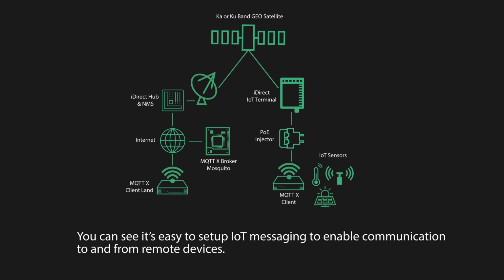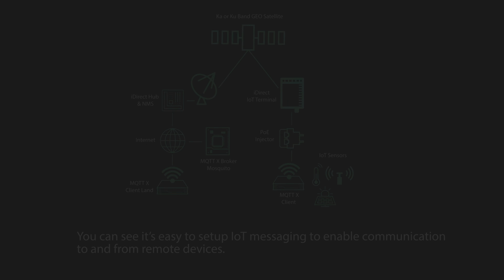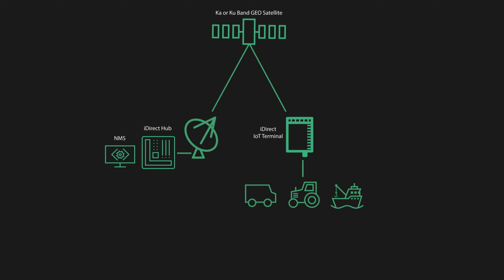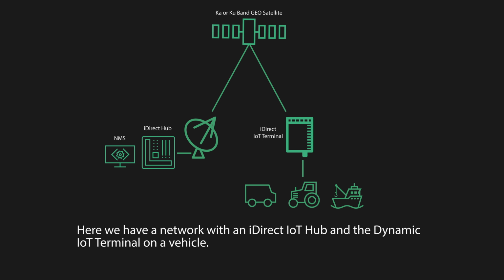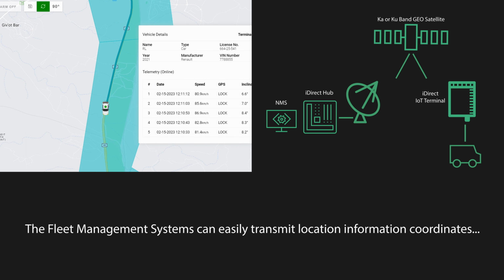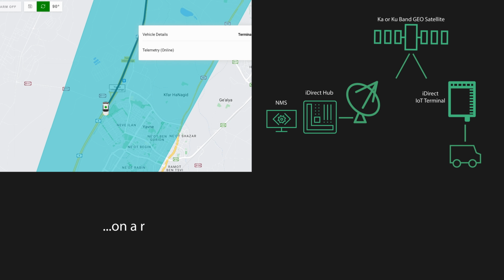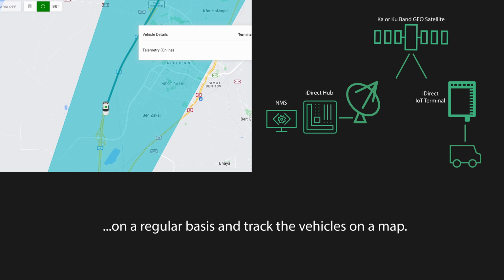You can see it's easy to set up IoT messaging to enable communication to and from remote devices. Here, we have a network with an iDirect IoT hub and the dynamic IoT terminal on a vehicle. The fleet management systems can easily transmit location information coordinates on a regular basis and track the vehicles on a map.